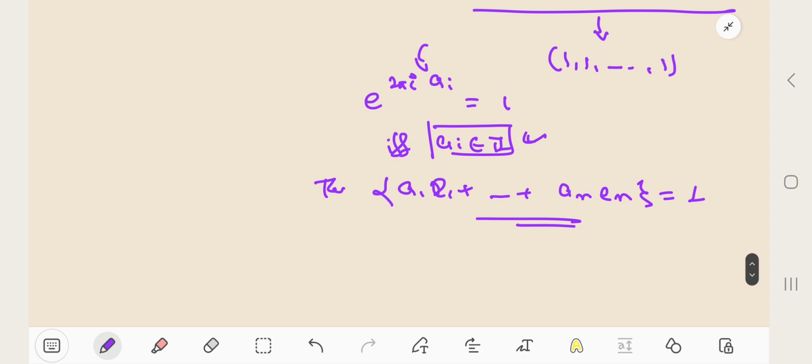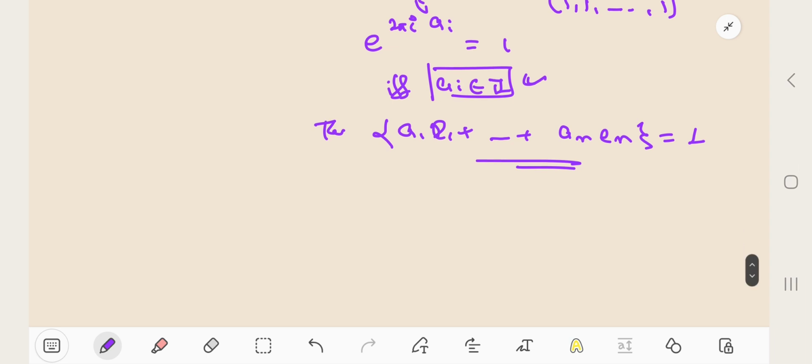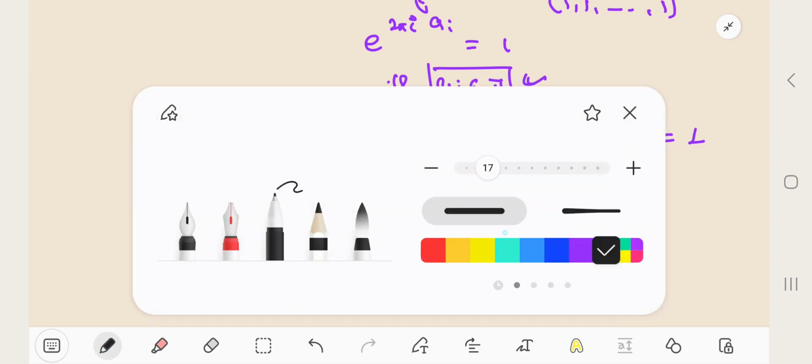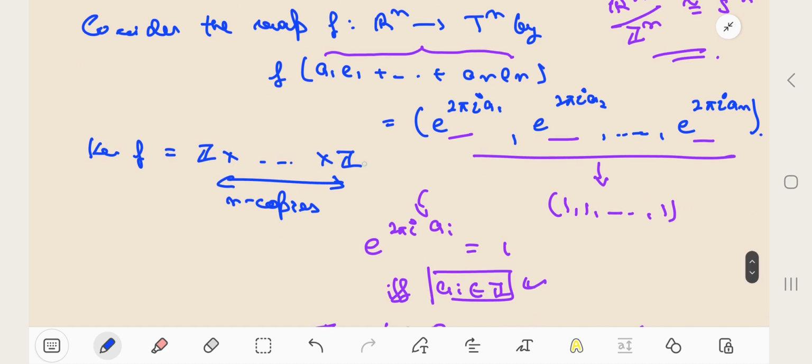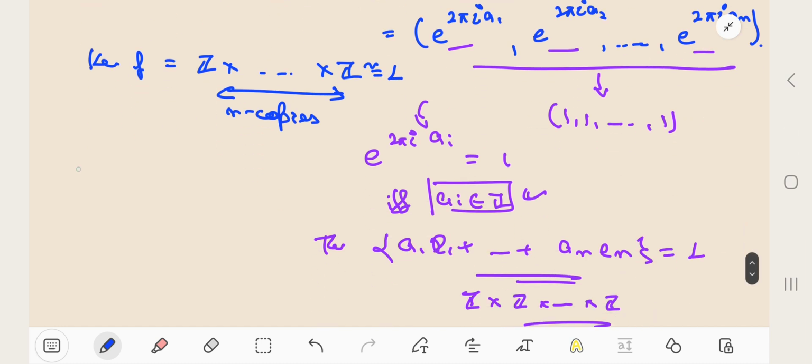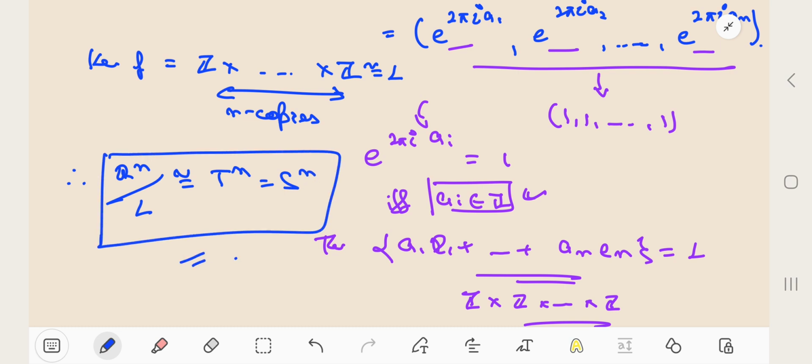From the first lecture it is quite evident that if I consider the map which takes each of the components of this vector to Z, then I will get a group isomorphism, and in fact this is nothing but Z cross Z, n times. This immediately gives us the proof, because what we observe is that the kernel of F is Z direct product of finite copies of Z, and there are only n copies of Z. So this is isomorphic to the n dimensional lattice L, therefore Rn modulo L is isomorphic to Tn, or you can also consider it to be just Sn.